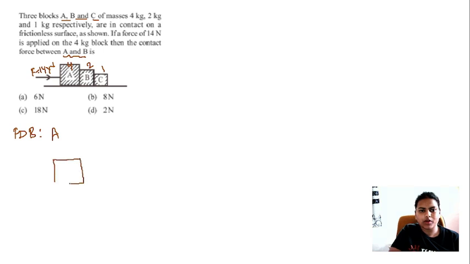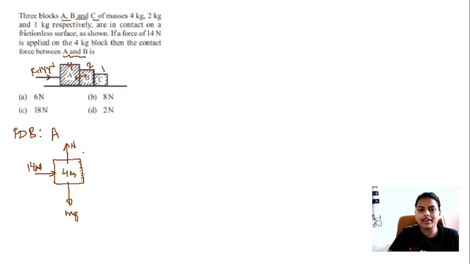So this is your block A, and the mass of it is 4 kg. In the downward direction mg is acting and the reaction due to that is in the upward direction. A force of 14 Newton is acting on this object. This surface of A is now connected with B, so a contact force must be acting between A and B.